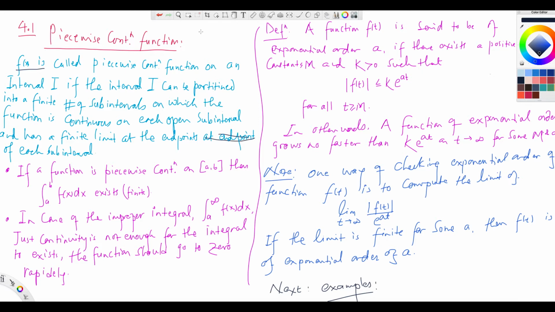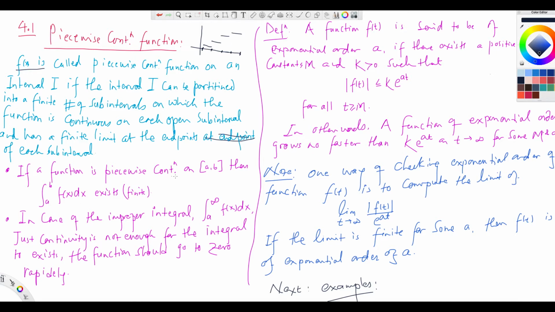So if you look at this, for example, suppose you have a function defined like that. This function is piecewise continuous because I can divide this whole interval into small pieces such that the function is continuous on each of these pieces. You see that? So this is a piecewise continuous function.